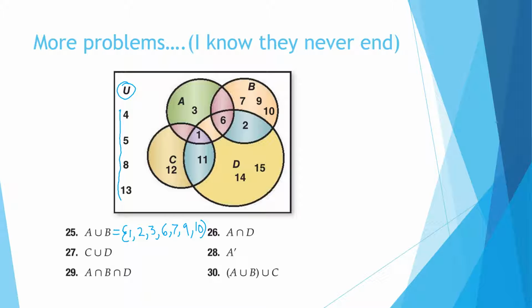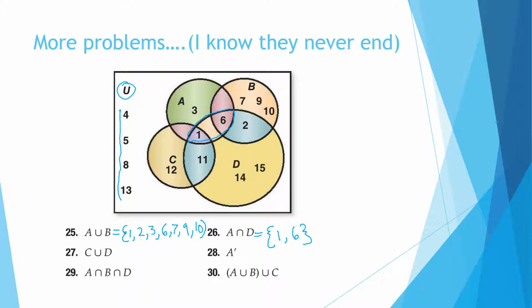Now, how about this one? Well, let's do A intersect D, and then I'll do some other ones. So I'm looking at A, and I'm looking at D, and what is in their intersection? Well, inside the intersection is right here. It's going to be 1 and 6. So A intersect D is simply going to be 1 and 6.